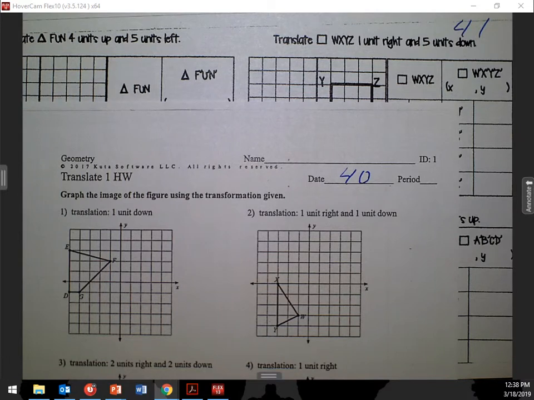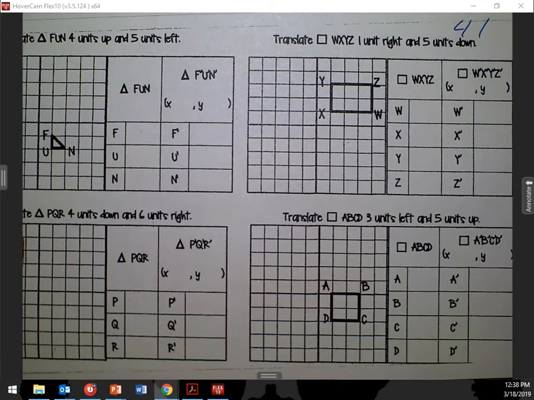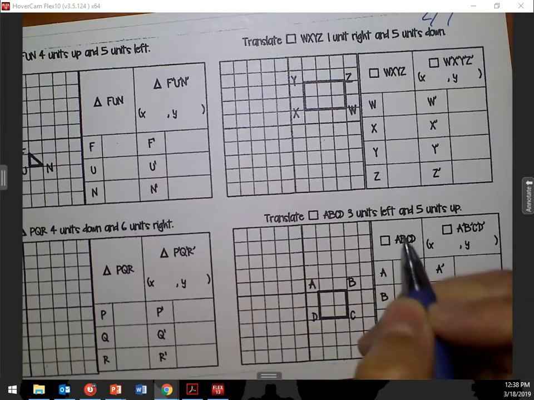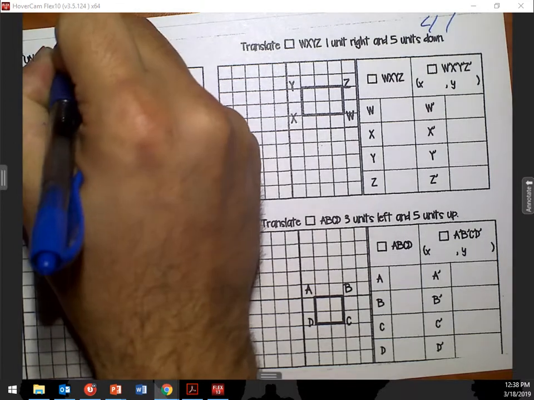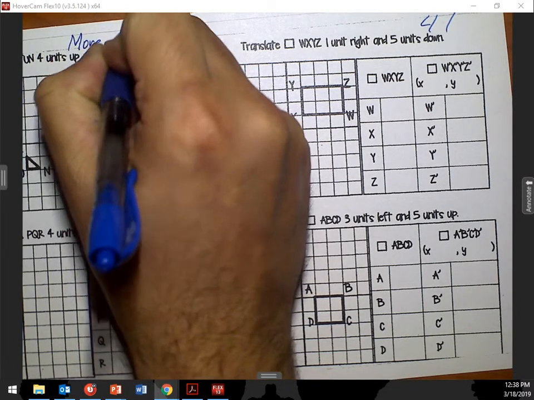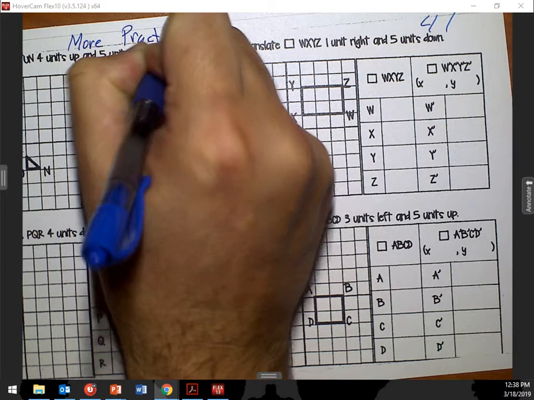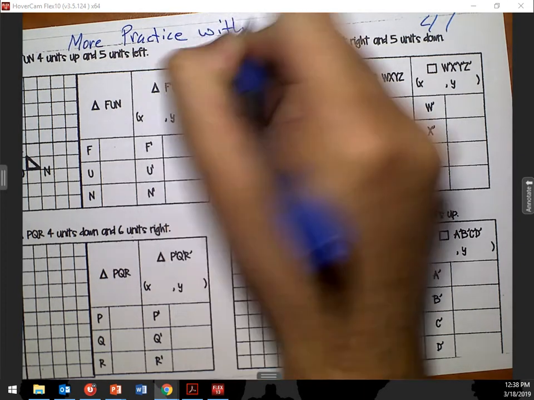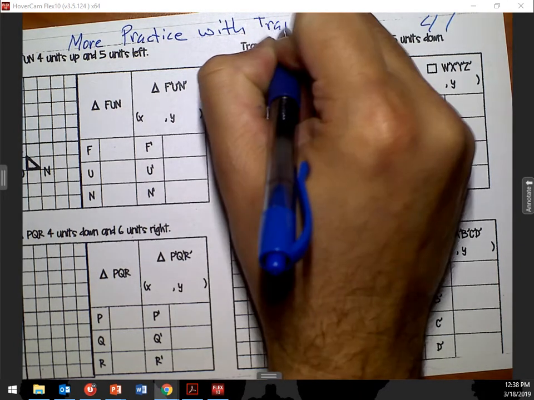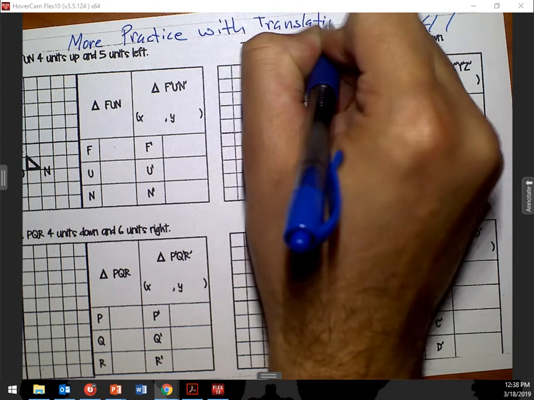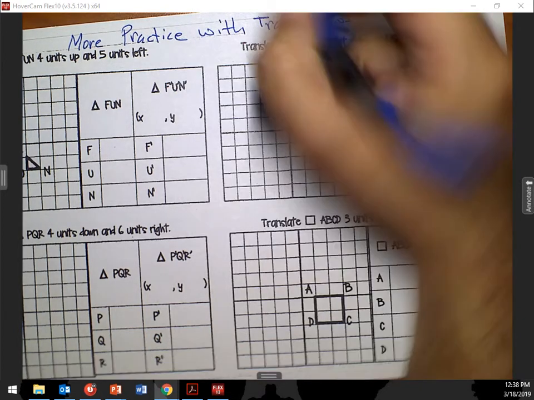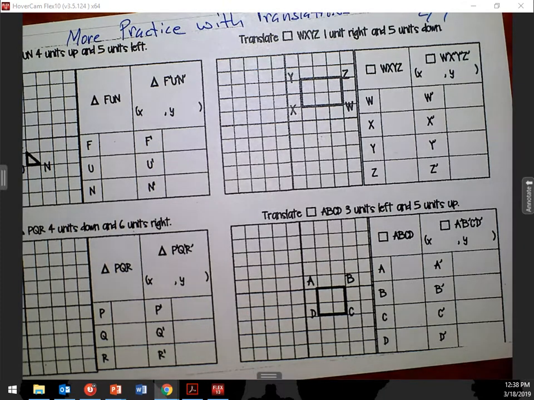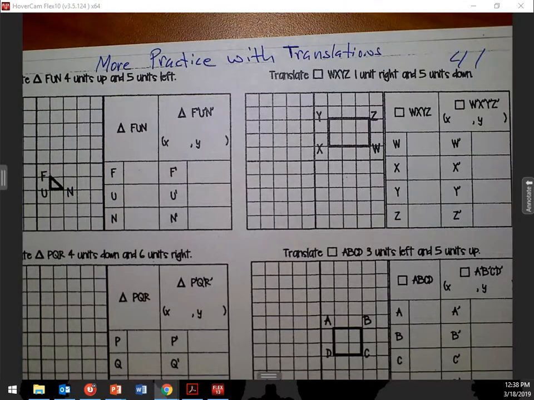Alrighty, you people, we have our geometry. We are doing this again, and the title of this one is More Practice with Transformations. Or More Practice with Translations, I'm sorry. This is 41. Okay, there's the title, More Practice with Translations.